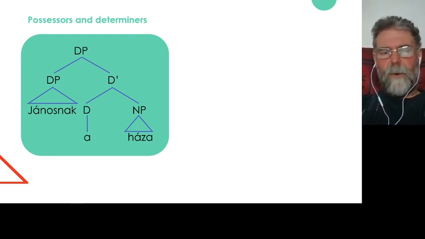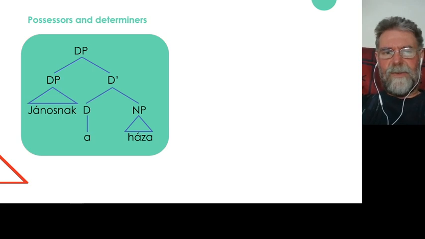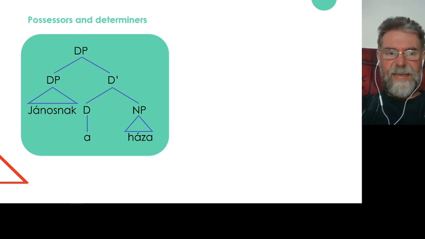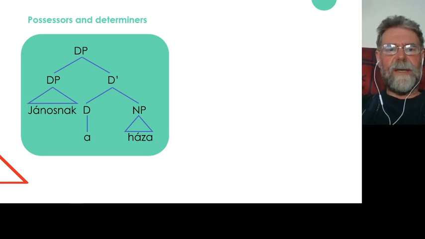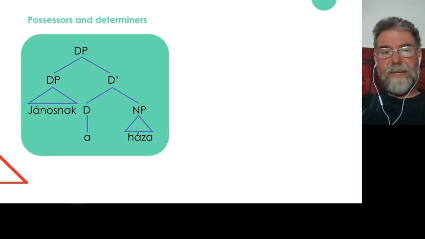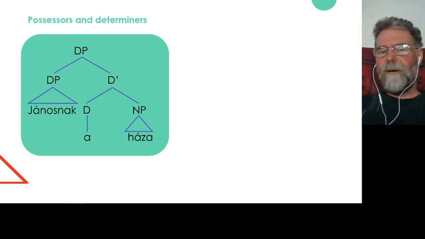where at least with one of the forms of the possessors in Hungarian, you can get it quite easily along with a determiner. So we've got Jánosnak a háza, where Jánosnak is the possessor in a particular form, the -nak form here. That seems to be sitting in front of a determiner, presumably therefore in the specifier position of the DP. The determiner heads the DP and it takes an NP complement.